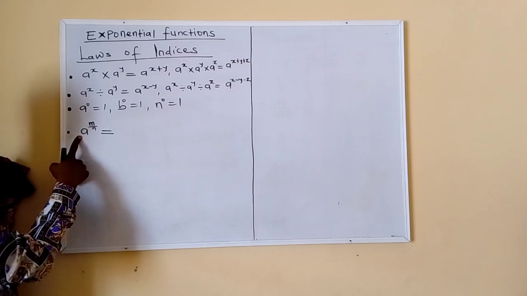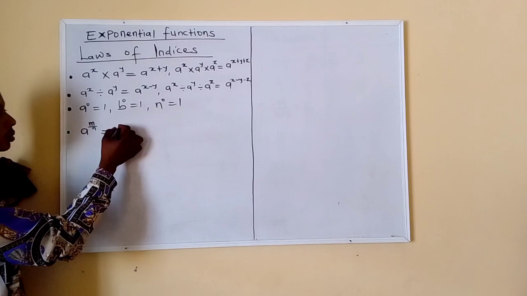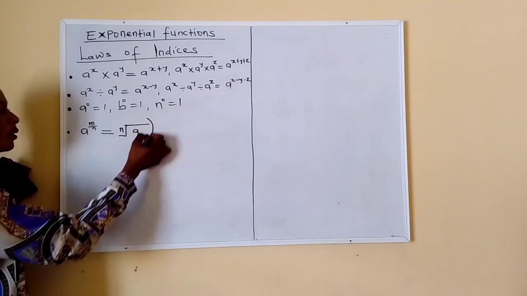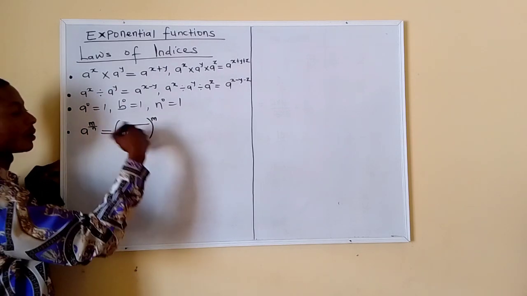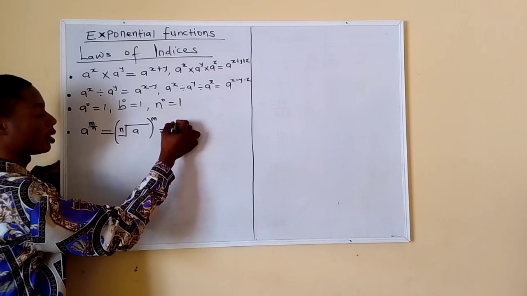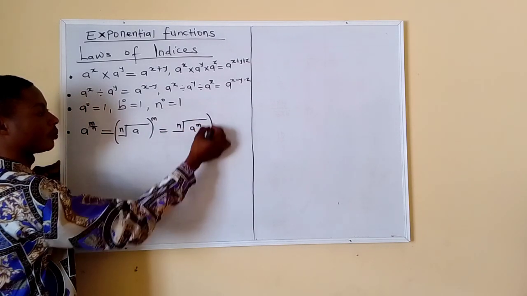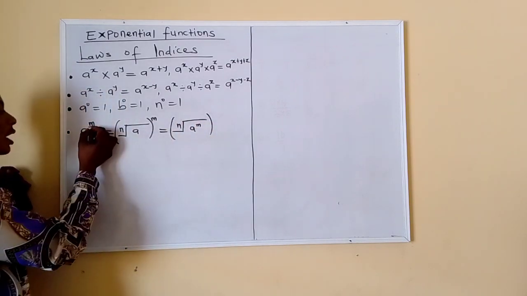So if you have a raised to the power of m over n, it will be equal to the nth root of a raised to the power of m. You can also write this expression as the nth root of a, all raised to the power of m. It is also accepted. So this is the fractional index law.